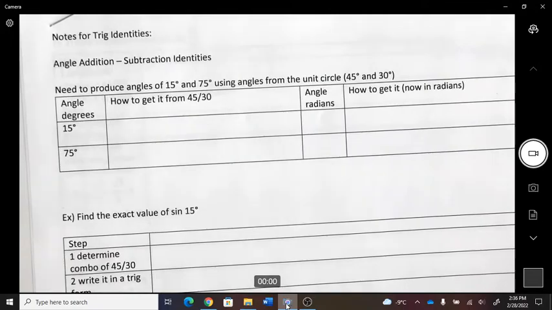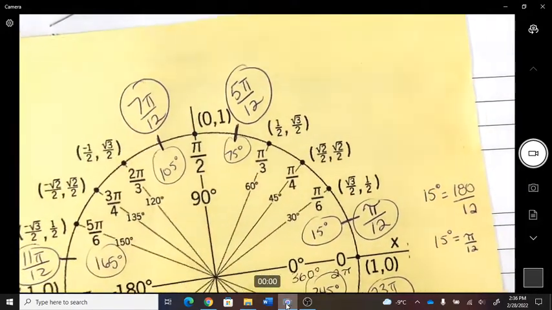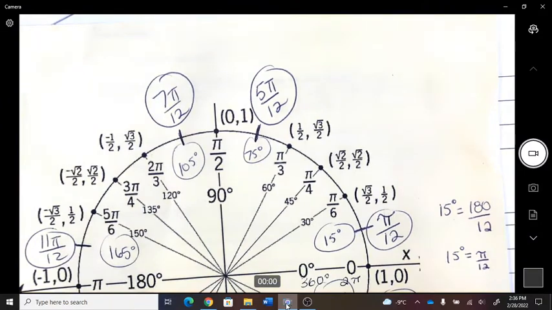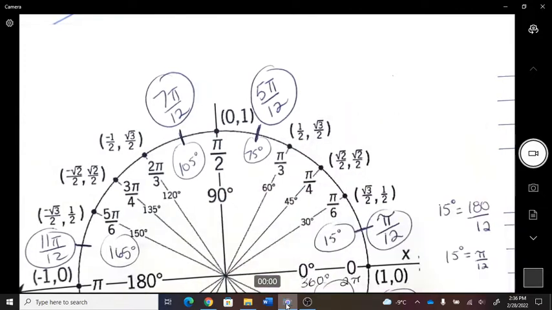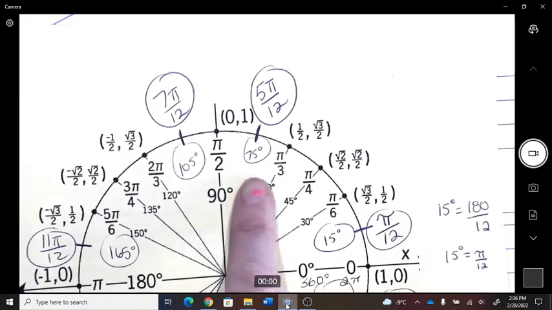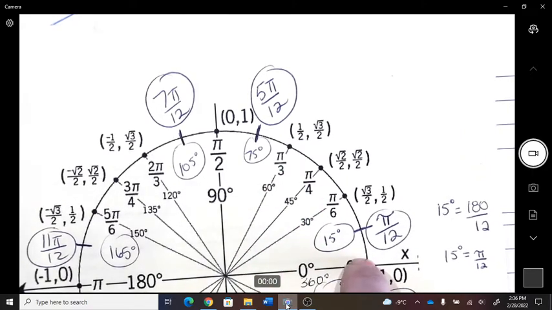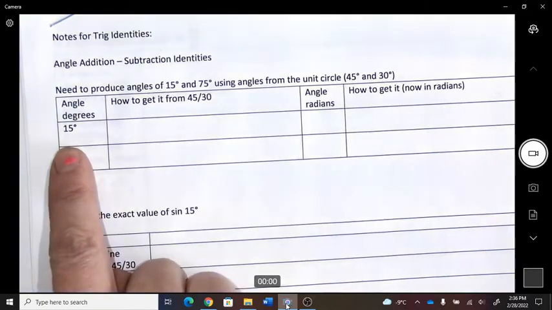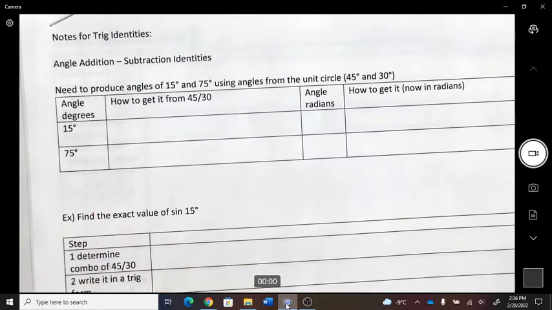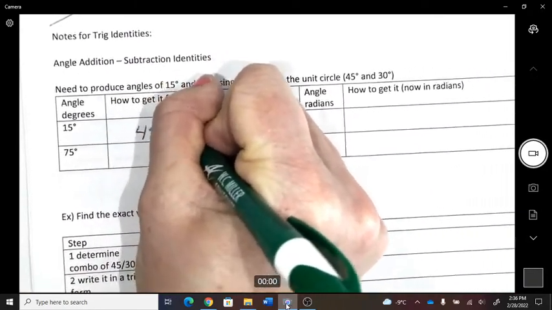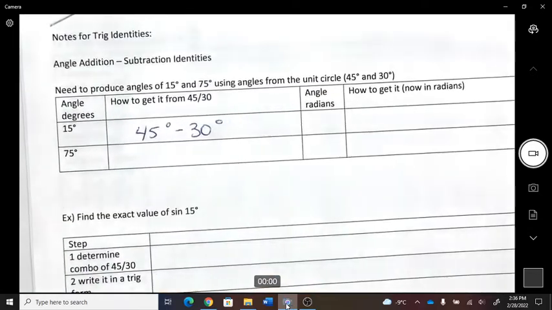So we've been working with this unit circle. We know how to do 45s, 30s, 60s. We know how to find trig values, coordinates. With 75 and 15, we don't. So we're going to figure out how to use these numbers to get those. So how can I get a 15 using the numbers that are on my original unit circle? If I take the 45-degree angle on my unit circle and subtract a 30-degree angle, that's 15.